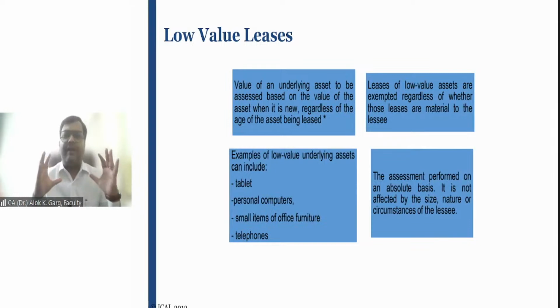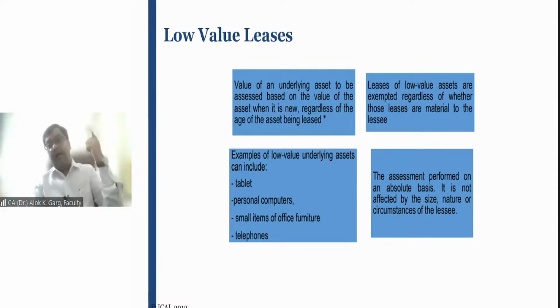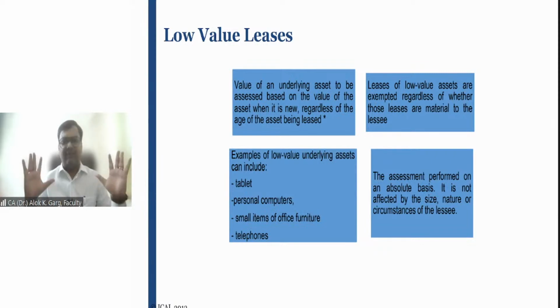So first of all, friends, no threshold is given in the Ind AS standard. In the IFRS standard, a 5,000 US dollar threshold is given. So 5,000 US dollars is let's say how much? 4 lakh or 4 lakh 50,000 rupees, close to 5 lakh rupees, right? But in Ind AS, no threshold is given. So companies are making a policy, companies are making a rule, right?